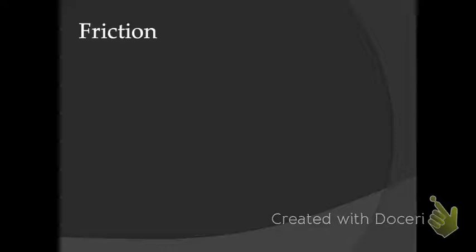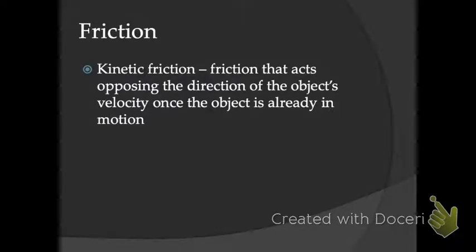So, two types of friction we're going to talk about are kinetic and static. Kinetic friction acts in opposition to an object's motion once it's already in motion. You can write down an abbreviated definition of that. You're not going to have to know the definition, but you do need to know that kinetic friction is friction of an object that's in motion already.